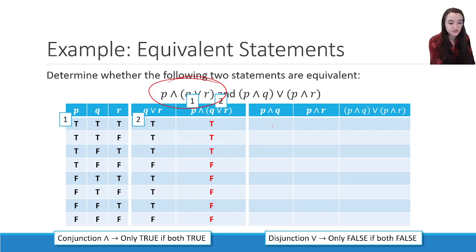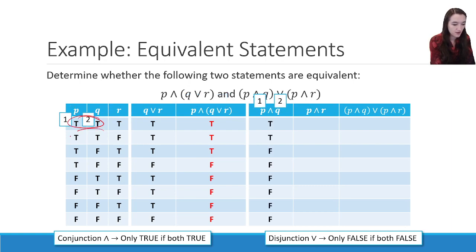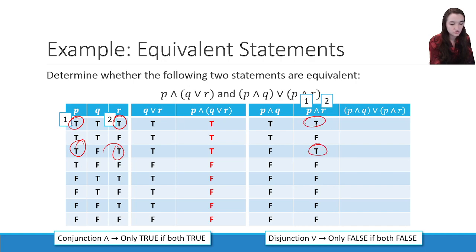Now we move on to the other statement, and we want to make P and Q, once again only true if both are true. So P and Q, we're looking at these 2 columns, and we're looking for both being true. Both being true happens here and here, and that's it. So those are our 2 true values. Next, we have P and R, so that's these 2 columns right here, and once again it's still an and statement, still a conjunction, so we're looking for both to be true. So where are both true? That happens here and here, and that's it. So those are our 2 true rows.